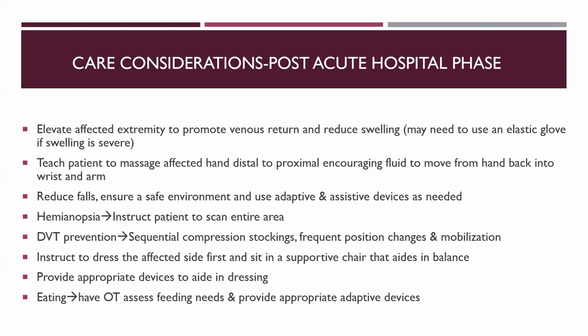So some other post-acute hospital phase considerations. So elevating that affected extremity to promote venous return and reduce the swelling. Teaching the patient how to massage the affected hand to get the fluid moving and get it back up into the wrist and the arm. Always making sure we're reducing falls or keeping people safe, making sure the environment is safe. Anytime we can use adaptive or assistive devices, that is excellent.